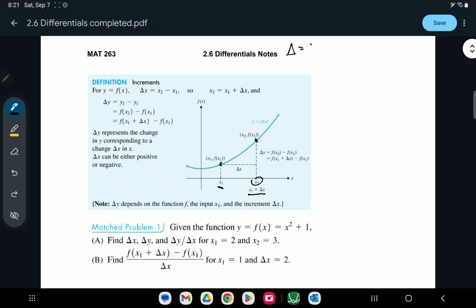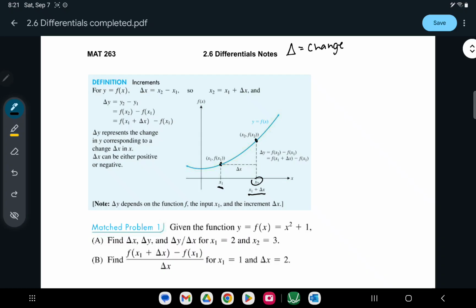That triangle, that just means change. And then we have some y value here. I could say y1, but if I use f of x1, that tells me the function value at that point. And the second one, same reason. I could say y2, but I need the function value at that second point.